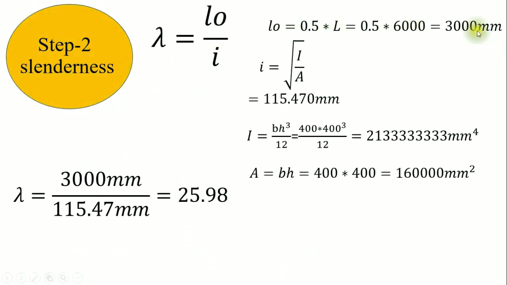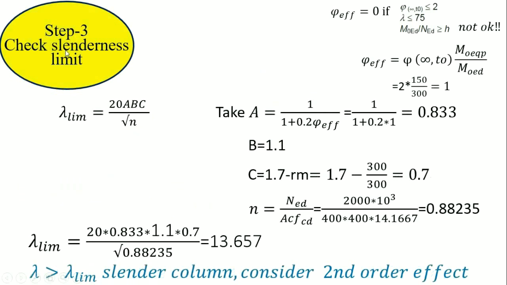So 3000 mm. i, the radius of gyration, is equal to the root of moment of inertia over area. I is equal to h cubed over 12 (times b), and A is equal to b times h. It is obvious. So the radius of gyration is equal to 115.470 mm. So lambda is equal to L naught over i, which is equal to 25.98.